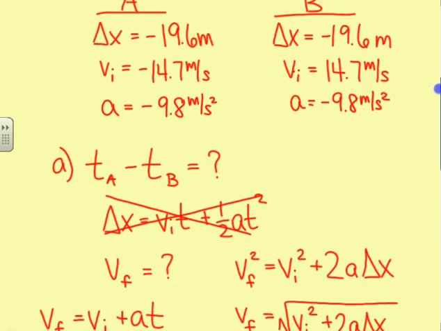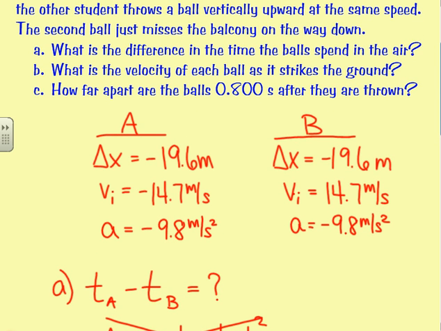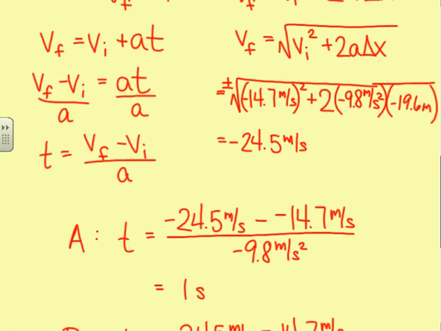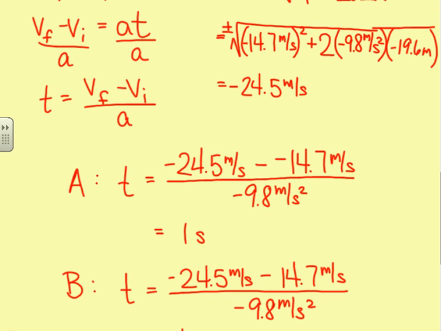Now it seems like we did a lot of work for part A, but the awesome part is that we actually answered part B in the process of answering part A. Good, right? So part B says, what is the velocity of each ball as it strikes the ground? We already know that that is negative 24.5 meters per second.